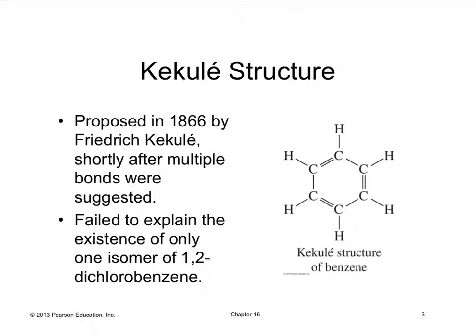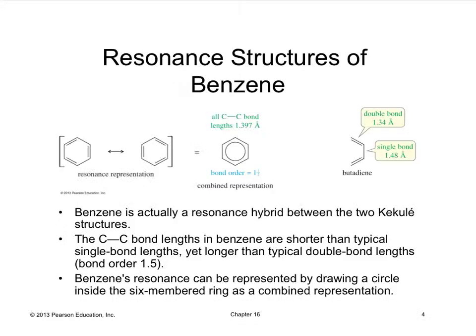So in 1866, Kekulé proposed the structure of benzene, in which you had alternating double and single bonds. This was shortly after multiple bonds were suggested. While the structure was proposed, it failed to explain the existence of only one isomer of 1,2-dichlorobenzene.